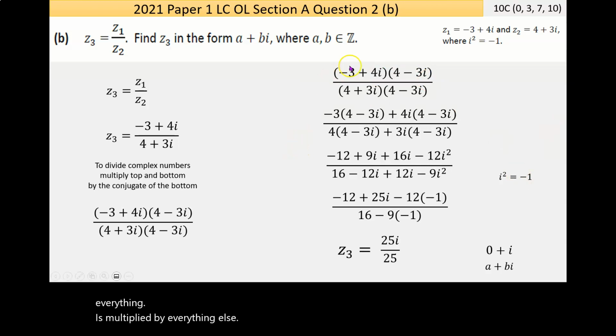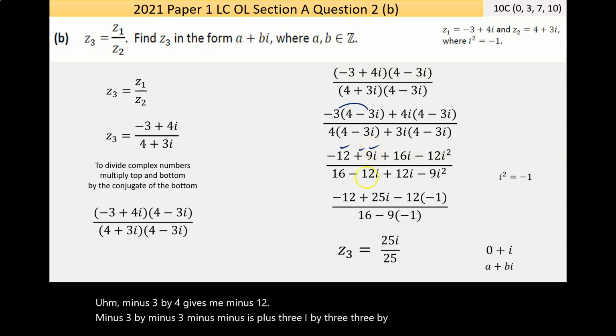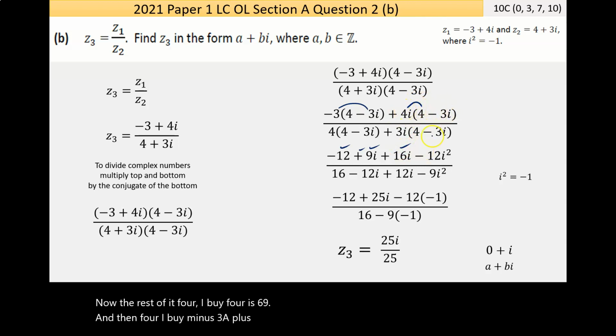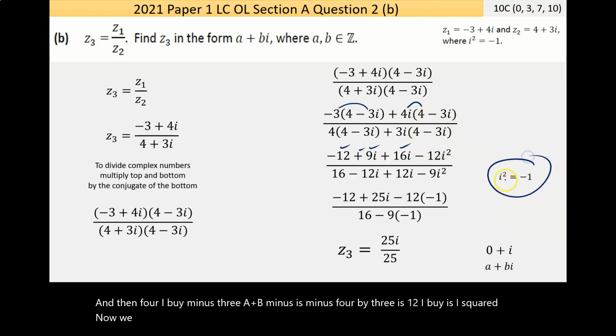Now, if I track that along, minus 3 by 4 gives me minus 12. Minus 3 by minus 3i, minus by minus is plus, 3 by 3i is 9i. On the rest of it, 4i by 4 is 16i, and then 4i by minus 3i, plus by minus is minus, 4 by 3 is 12, i by i is i squared. We were told earlier that i squared is equal to minus 1, and that's going to have a bearing.